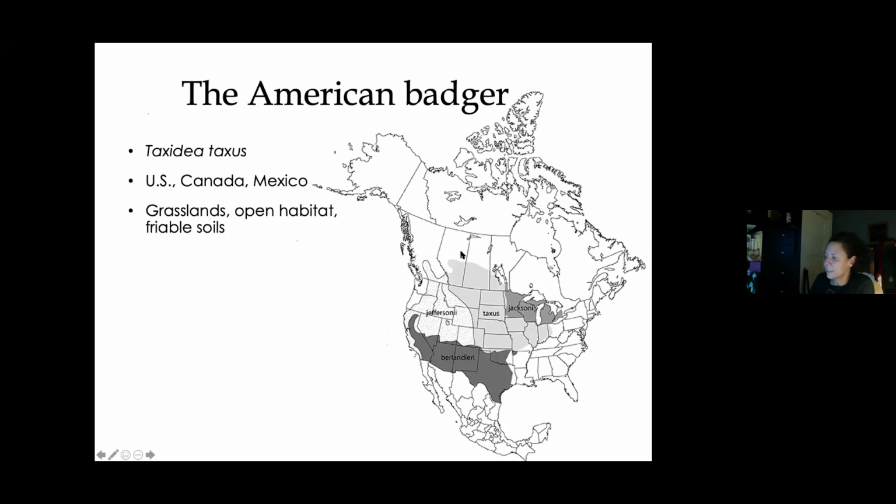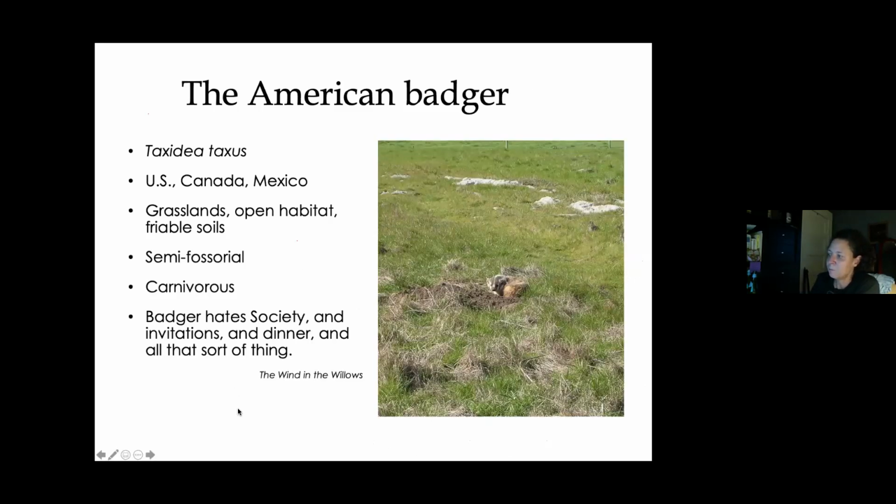And then moving east, we have Taxus and Jacksonii. So they range through North America and down into Mexico, which isn't included here, and up into Canada. They're most associated with grasslands and other open habitats and open stages of other habitat types, so also forest, meadows, or oak woodlands. They're associated with friable or diggable soils. And most of their biology is centered around their digging behavior.